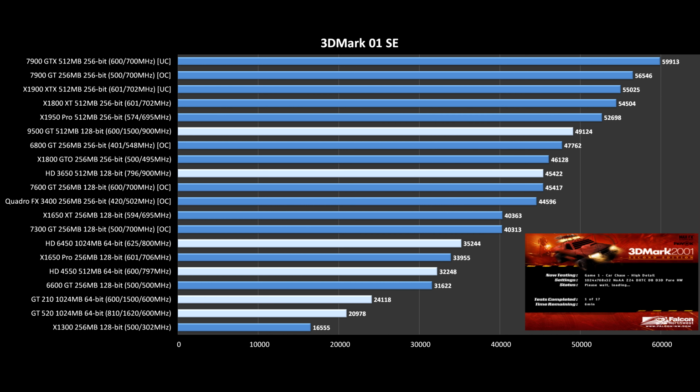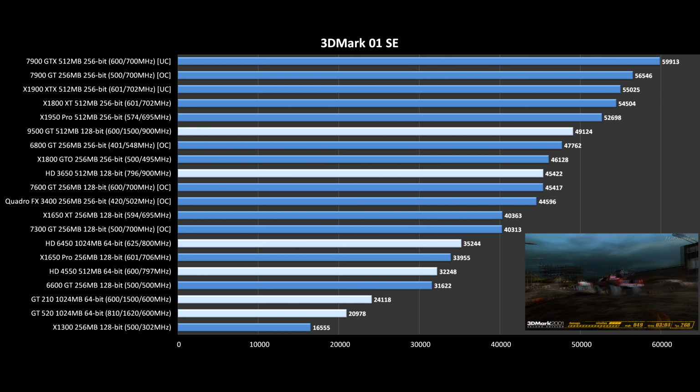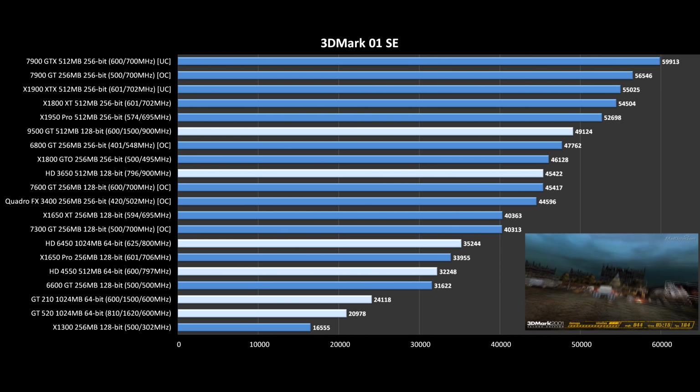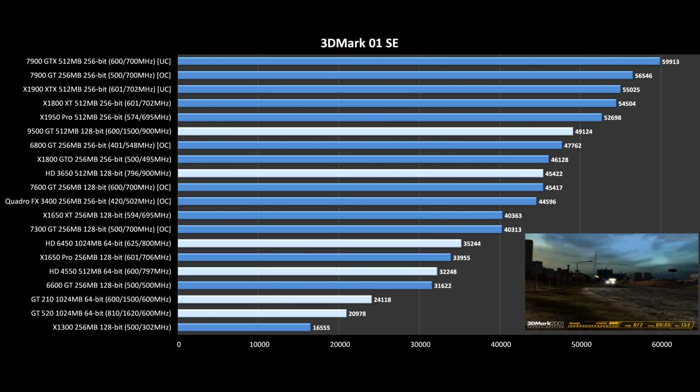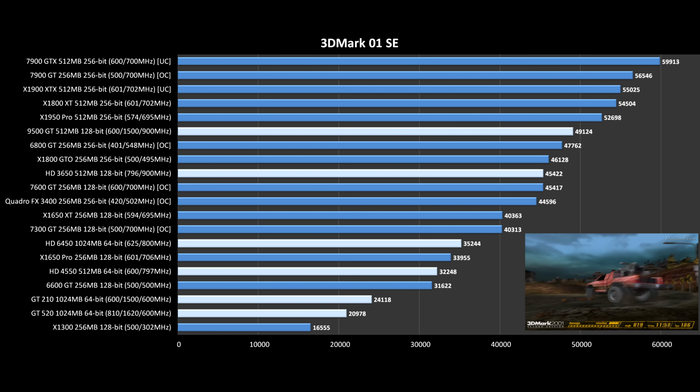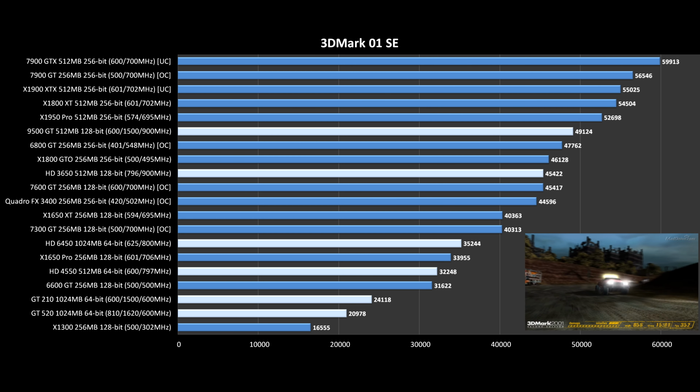At the bottom we can see Radeon X1300 and 2 slowest DirectX 10 cards from NVIDIA, GT 520 and GT 210. The latter of which is faster by almost 15% from the former one, showing the GT 520's weakness in either fillrate or lack of memory bandwidth.